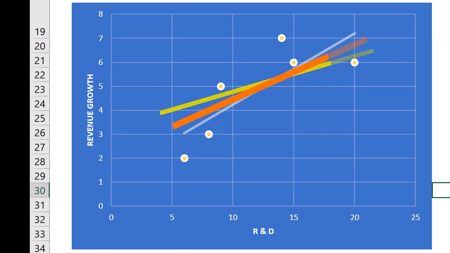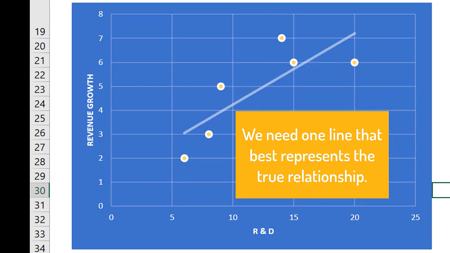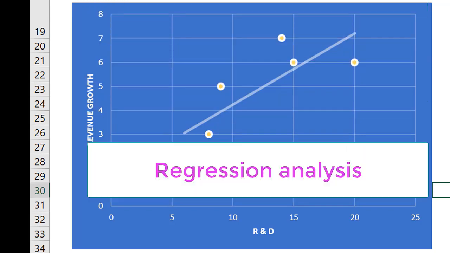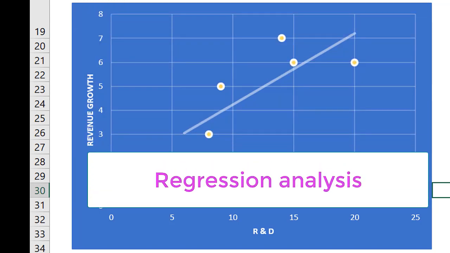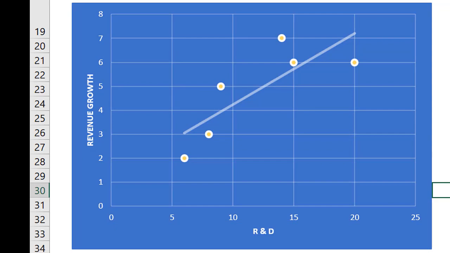Many lines could be drawn through these points, but we need one that best represents the true relationship. Regression analysis provides the answer to this question, and this will be discussed in another video.